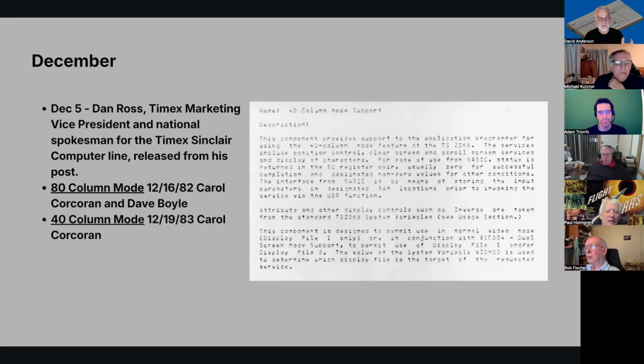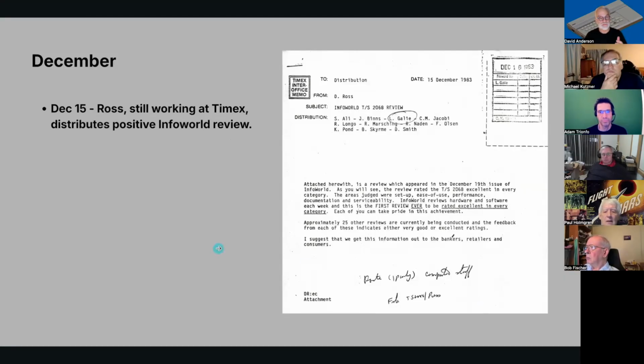At the same time, Carol and Dave wrote the software for doing 80 column mode, and then Carol wrote the software for doing 40 column modes. These were both largely to support CP/M, but other stuff because that's what you could do with the 2068. And the various reporting on Danny Ross being released said that he was going to stay on at Timex for a couple months to help them transition to the new structure, right?